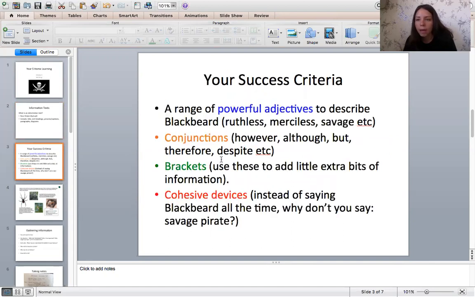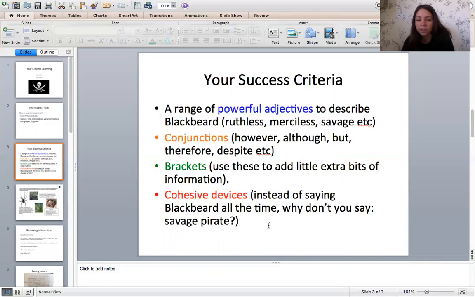Within your pack, you were given a success criteria for your writing, and your success criteria was to use a range of powerful adjectives to describe Blackbeard, such as ruthless, merciless, savage, and I'm sure you can think of many more. To use conjunctions, and there are some conjunctions here that you might want to use. Brackets to add extra bits of information, and that's called parenthesis.